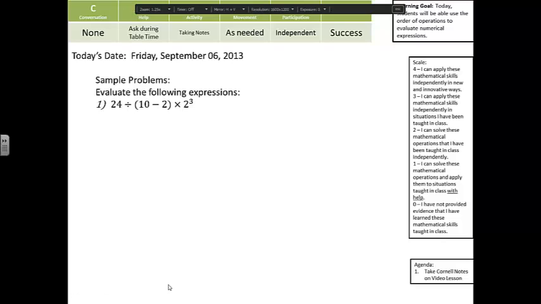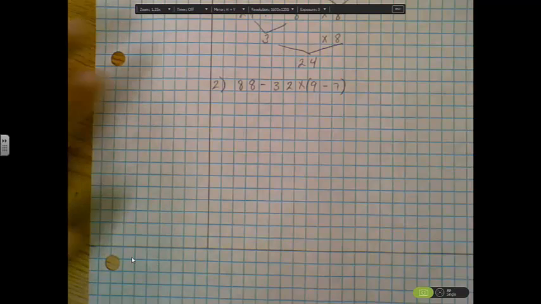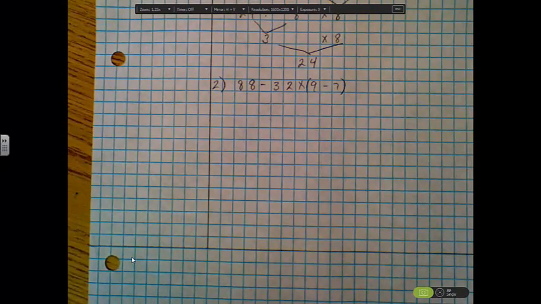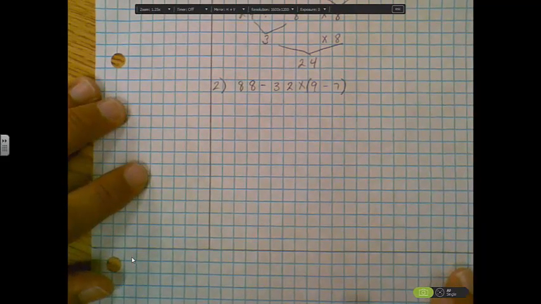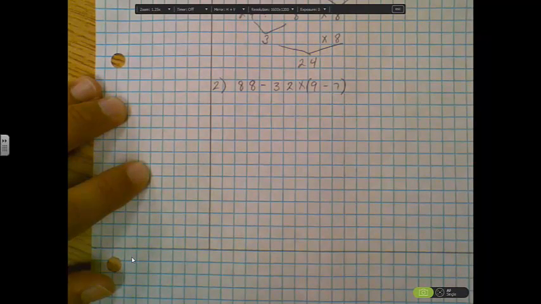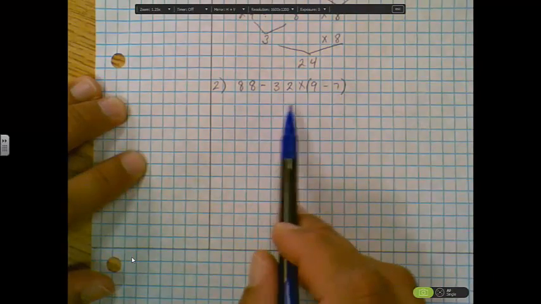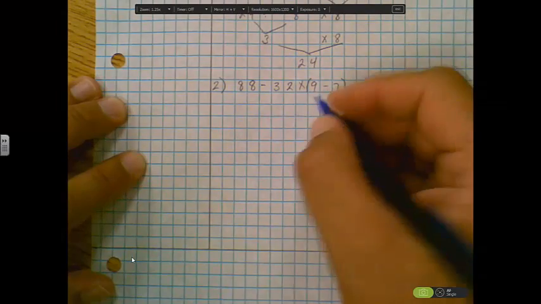So let's look at our second problem. Our second sample problem is 88 minus 32 times parentheses 9 minus 7 in parentheses. Okay, so we have written down sample 2. We start with our order of operations. Parentheses come first. So we look across here and we see we have parentheses, so we're going to do that first.